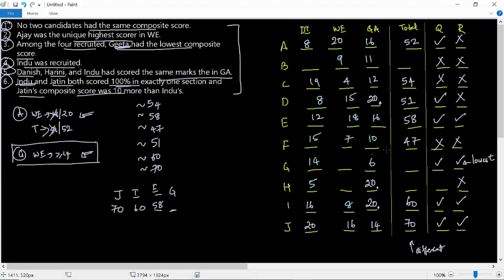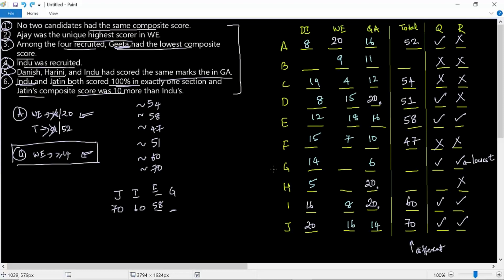Okay, G. Now, the next best score of people who got selected is a score of 52, which means G has to necessarily get more than 52 for sure.